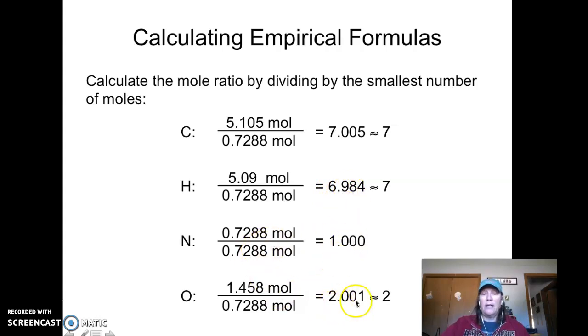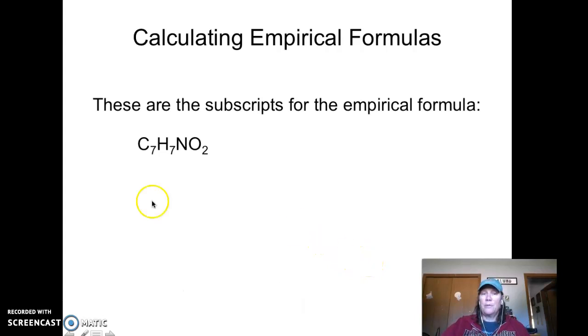Obviously, this is going to be 1 and this is 2. So we got 7, 7, 1, 2. Well, there's our subscripts. C was 7, H was 7, and O2. This is the formula for PABA. Okay, so you take the amount they give you, you divide by its mass from the periodic table, and that gives you its moles. Then you set up a ratio with the smallest number on the bottom, divide them out, and then that gives you the subscripts. And so that's the formula.